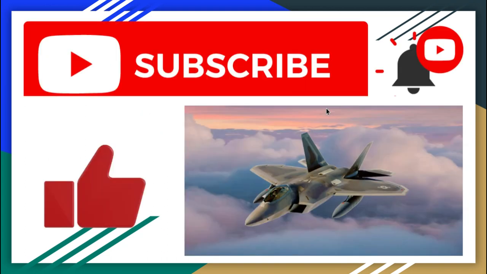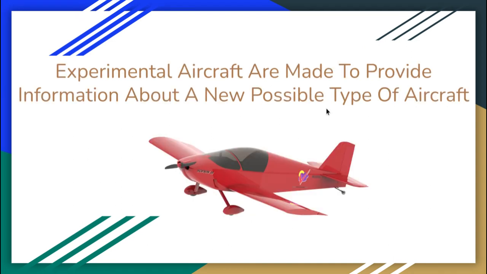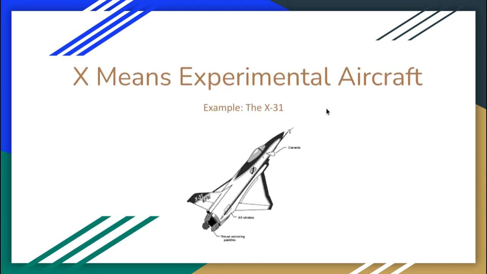X means experimental aircraft. My example is the X-31. Experimental aircraft are made to provide information about a new possible type of aircraft. Like they tried to make the X-31, NASA did, and it was going pretty good until stuff happened and the pilot had to eject and it hit a main road. But if you want to know about that, then comment it and I'll put it in a new video.